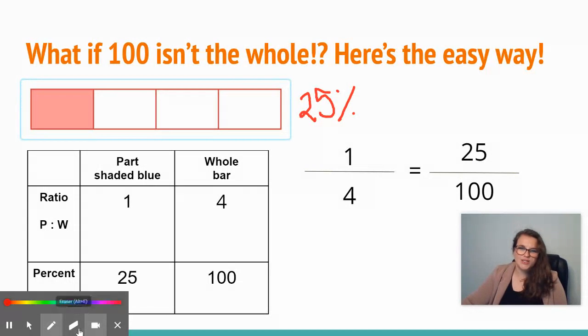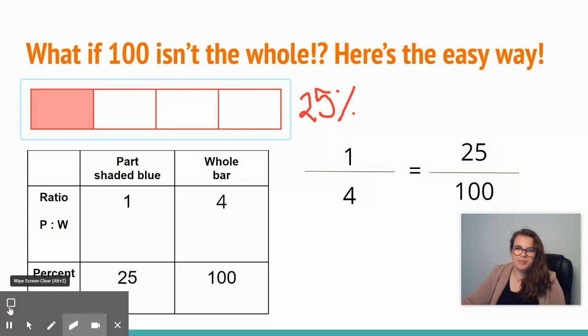I hope you liked this trick of the day, and there will be more to come as we keep learning about percents and how to represent them in fractions.